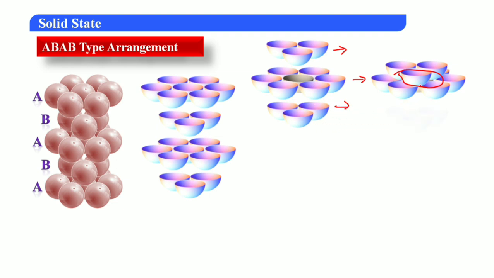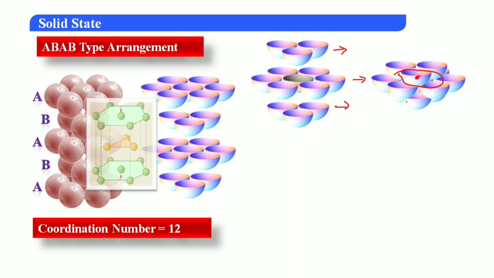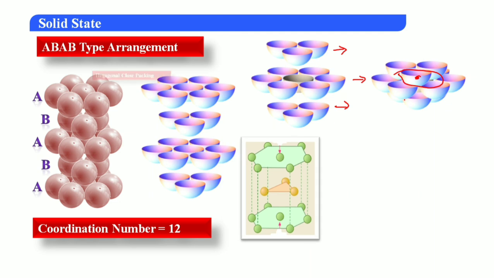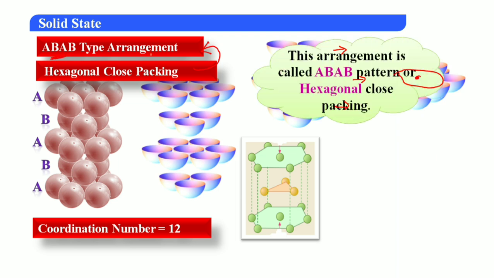Now tell me, one particle at the center is surrounded by how many? You can see here, this particle is surrounded by how many? 6 here, plus 3 here, and plus 3 here. Total is equal to 12. So the coordination number of this particle is equal to 12. So this type of arrangement is called HCP, hexagonal close packing. Very easy to remember. Hexagonal close packing is formed when there is an AB type of arrangement. Remember that. Now hexagonal close packing is formed.